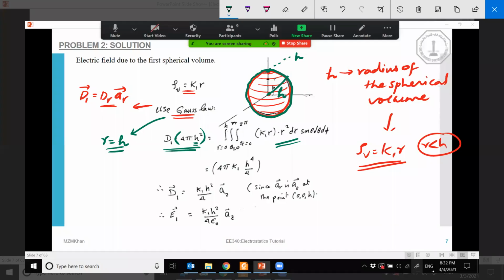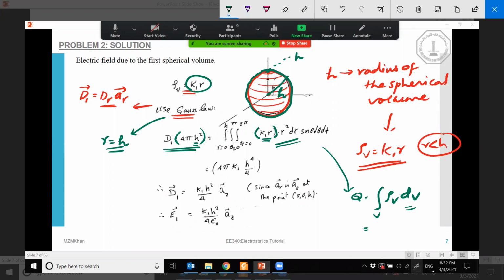So in the right-hand side, if you see how I'm finding the charge, I'm using charge is equal to integral over v of rho v dv. And now I cannot take rho v outside because my charge density is non-uniform. So if you see here, it is K1R, which is rho v, and dv, because it's a spherical volume. So what is the elemental volume? It is r square dr sine theta d theta d phi.